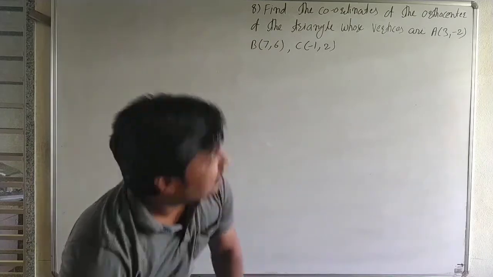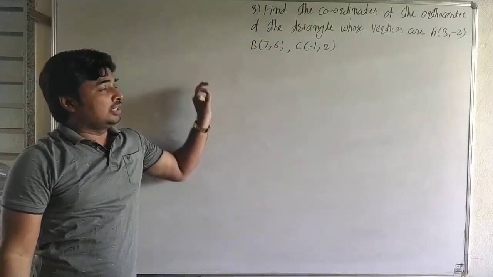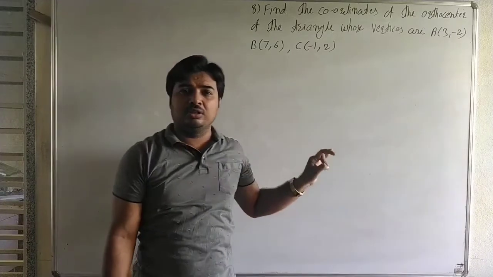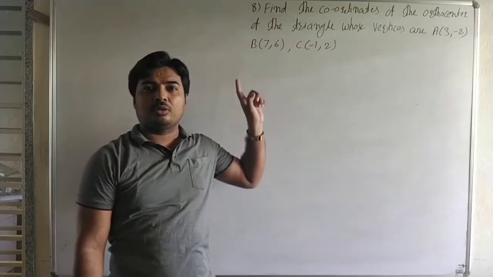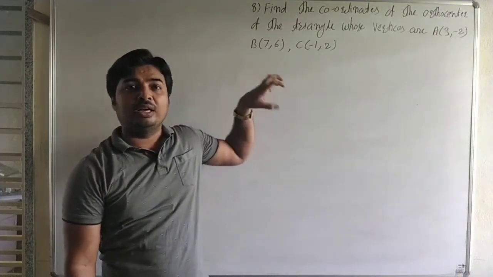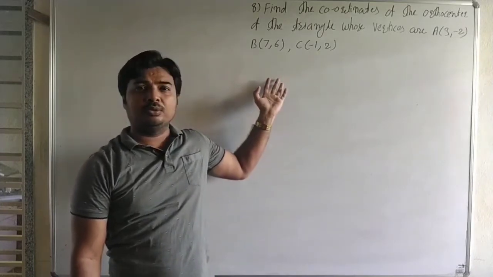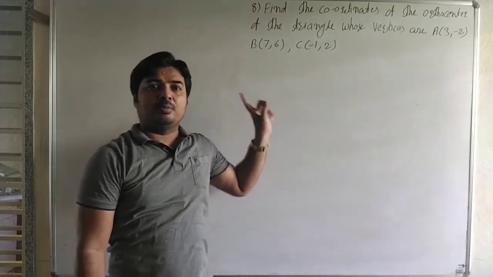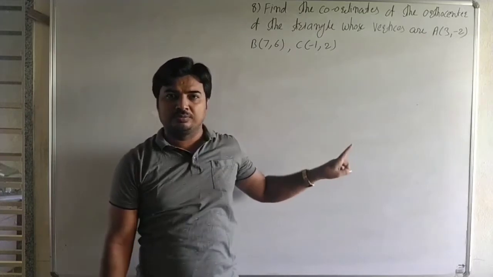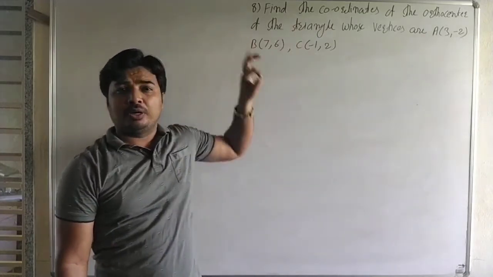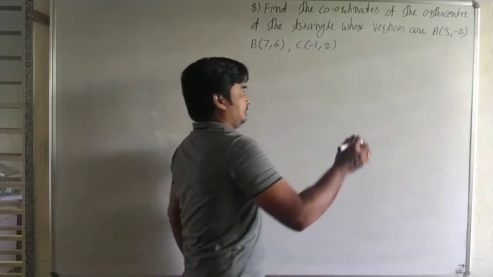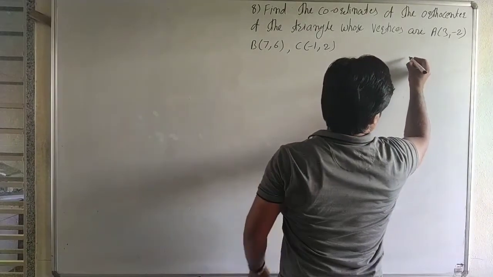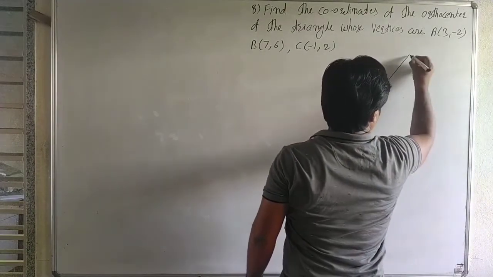Now we find the orthocenter. What is meant by the orthocenter? The orthocenter is the point of concurrence of the altitudes of the triangle. In the last example we saw the circumcenter, which is from the perpendicular bisectors of the sides. Now with altitudes, they are only perpendicular, not bisectors. Here it is a triangle.